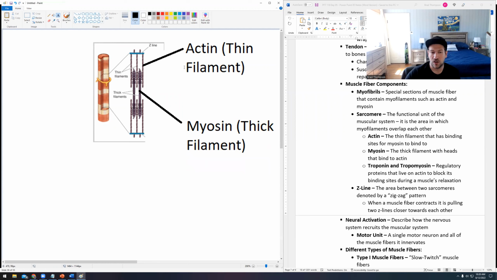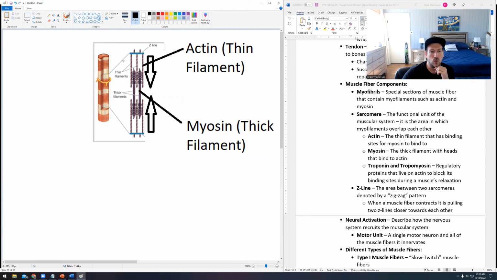Right? So those are our actin and myosin filaments. And basically what's going to happen is it's going to contract and try to pull towards the center this way and try to pull towards the center this way. And so these little filaments are going to slide across one another, right?